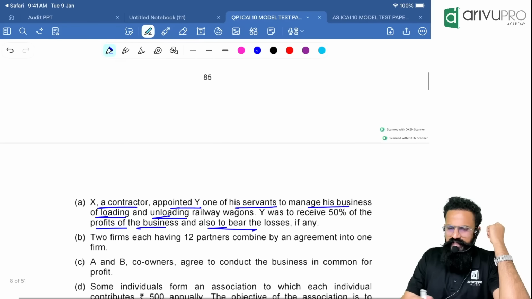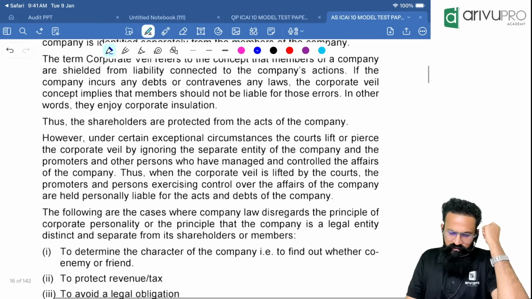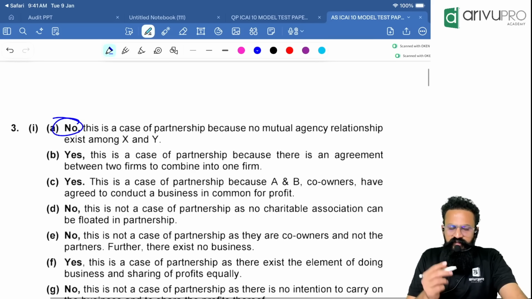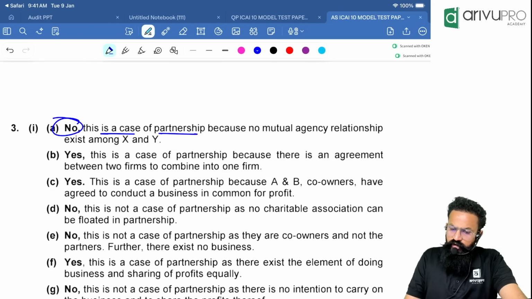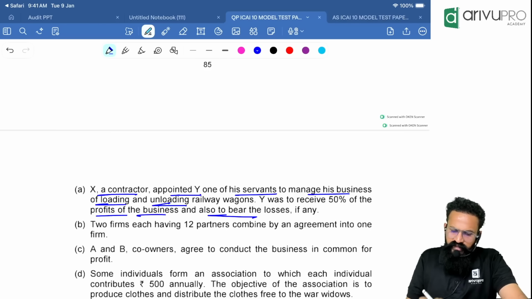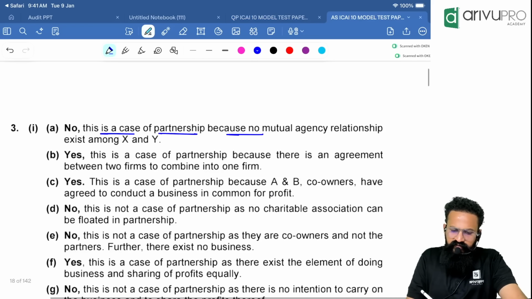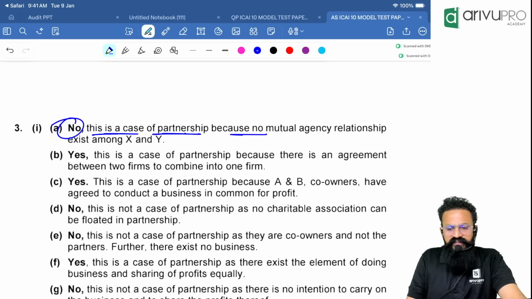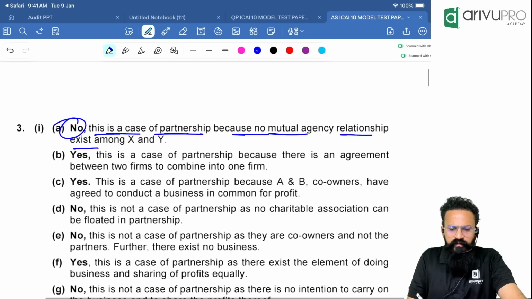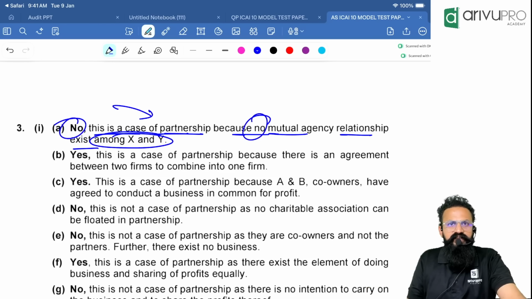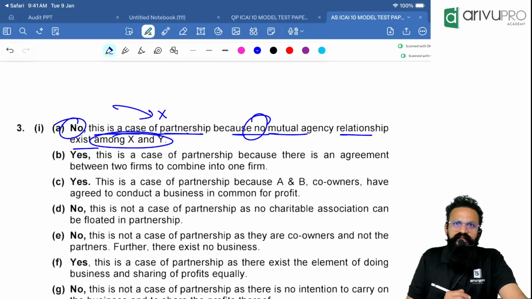If you ask me, people, they have not framed this right. They have tried to confuse you in this particular case. See, this is not considered as a partnership firm. But this is the model paper they have given. What is the question? Is this considered as a partnership firm? What have they written? Answer is no. But look at the answer. This is the model paper, not mine. This is a case of partnership because no mutual agency relationship exists among X and Y. Framing is wrong.